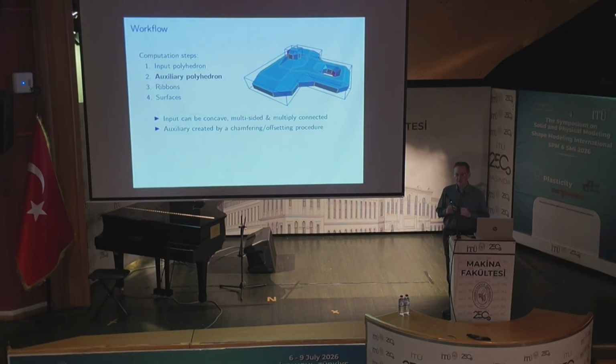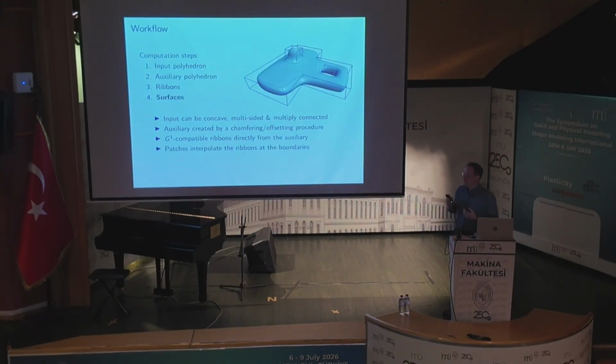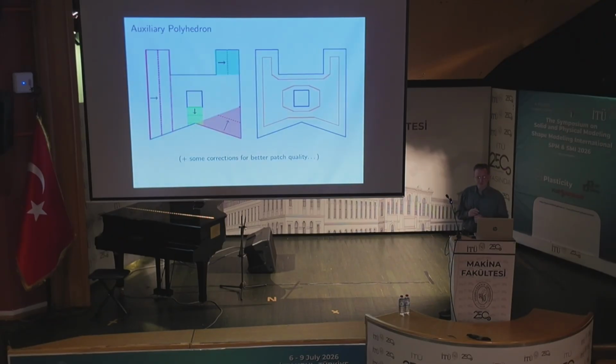From these faces, we can create ribbons that will give us the boundary information for creating surfaces later. Each edge of the original polyhedron is associated with a pair of ribbons, and this pair of ribbons is created in such a way that they are G1 compatible. And when we have these ribbons, we can create the surfaces, and we are done. So this is the general workflow, and let's see how this is done in detail.